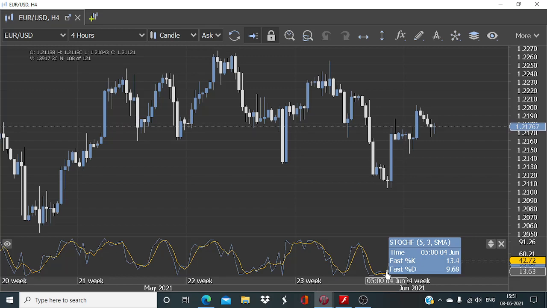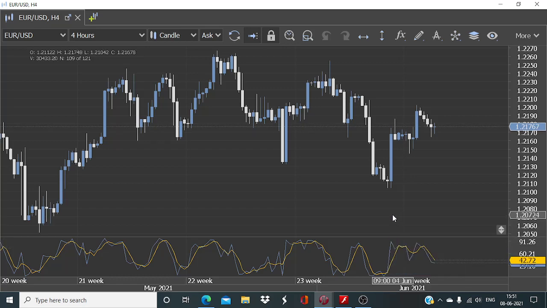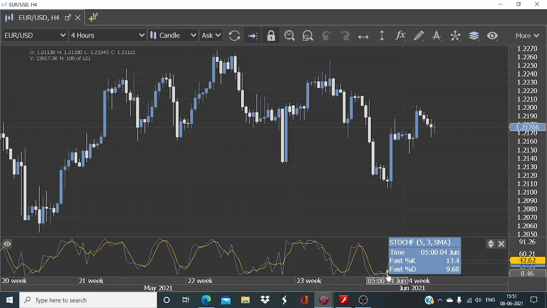Whenever we have the fast percent K value trading above the fast percent D value in the current 4-hourly candle period, we will be looking to initiate the trade, provided in the last 4 hours for the stochastic indicator block we had the stochastic fast output values, the fast percent K below 20 and fast percent D also below 20, but the fast percent K was higher than the fast percent D.